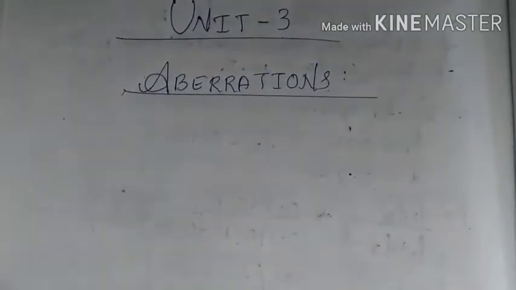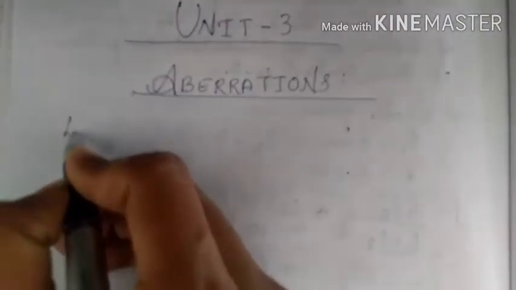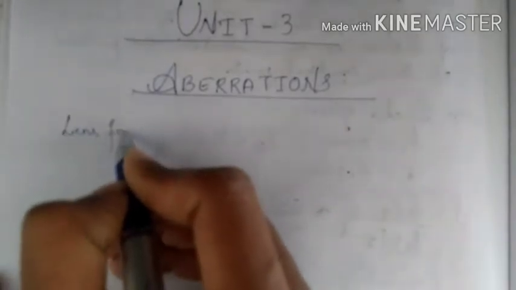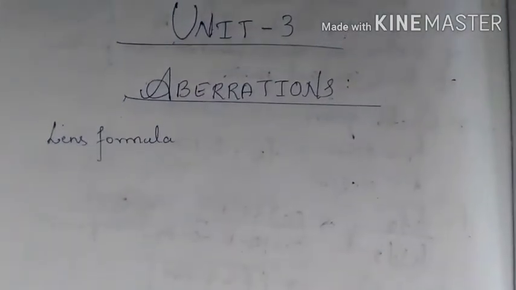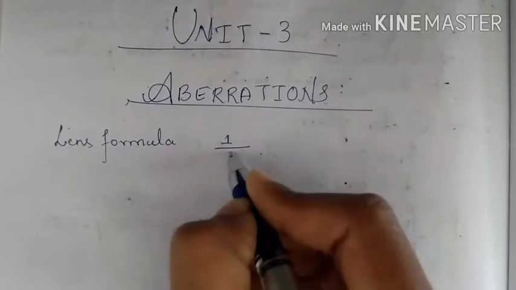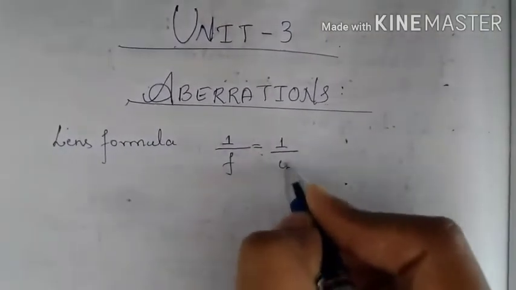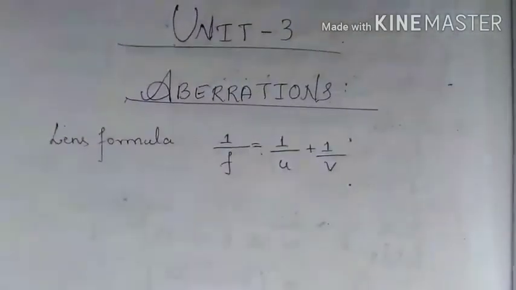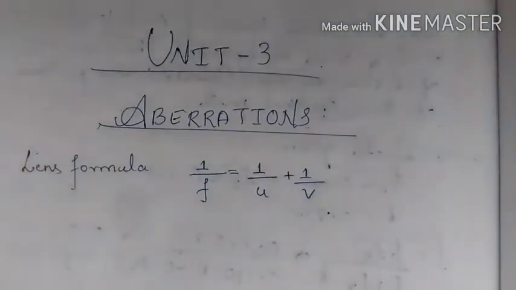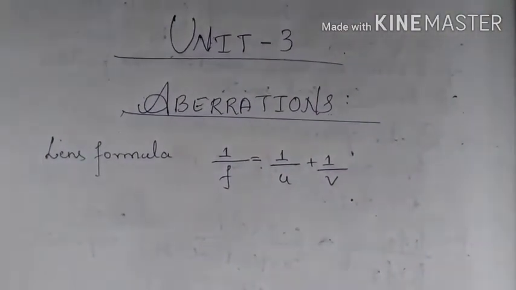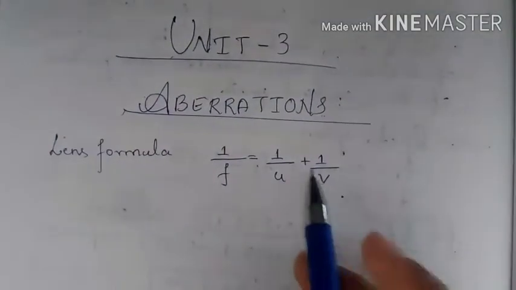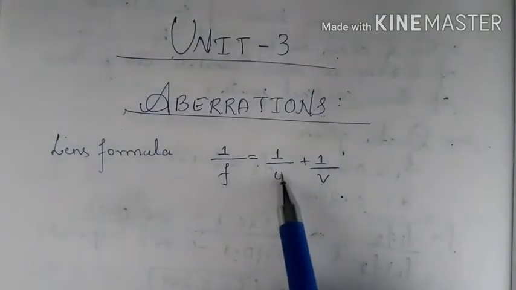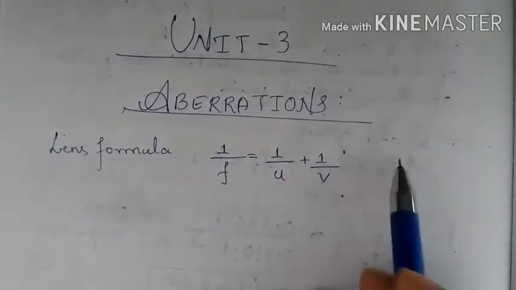In your previous classes you might have learned about the lens formula. In your plus 2 you might have learned about the lens formula. So what is the formula? It is 1 by f equals 1 by u plus 1 by v. Here f represents the focal length of the lens, u is the object distance and v is the image distance.